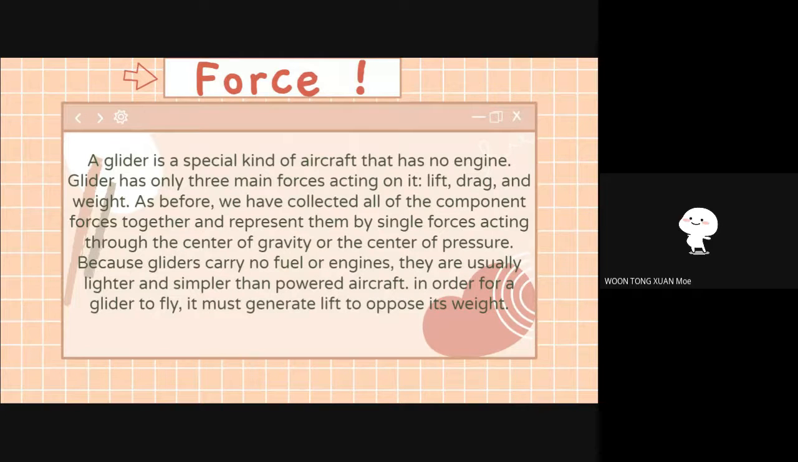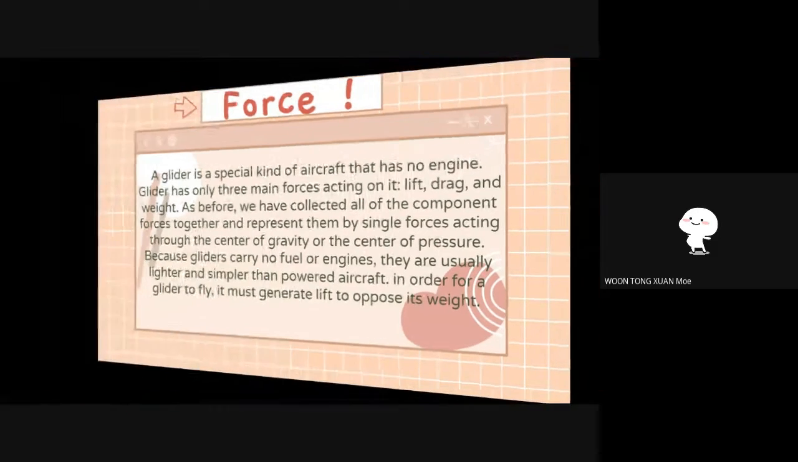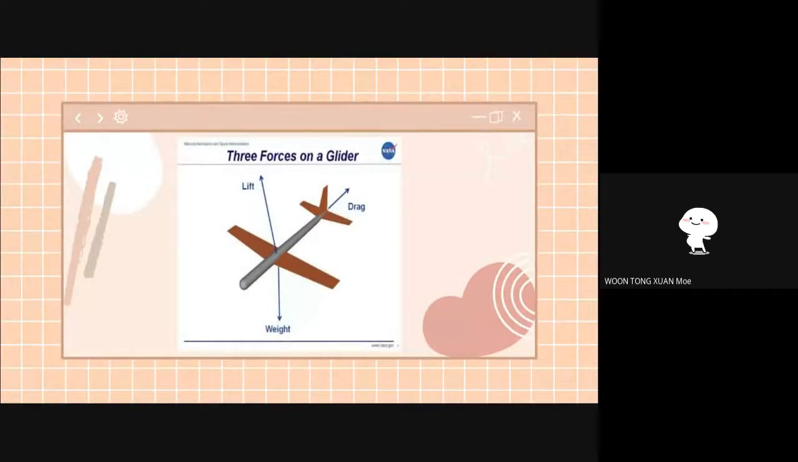Because gliders carry no fuel or engine, they are usually lighter and simpler than powered aircraft like airplanes. In order for a glider to fly, it must generate lift to oppose its weight, and then it can fly. So these are the three forces on a glider, which are lift, weight, and drag.